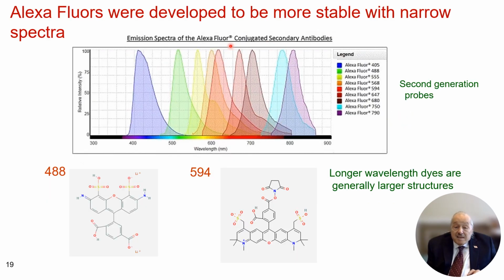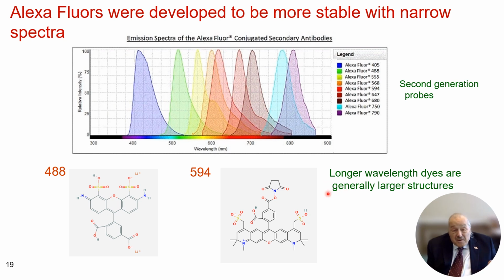So let's look at the Alexa Fluors. These were the next generation of probes that came out. And just like the fluoresceins and rhodamines, they're available over a wide range of wavelengths. I would call these the second generation probes. And as would be expected, the longer wavelength probes are larger, with a larger aromatic structure than the short wavelength probes.